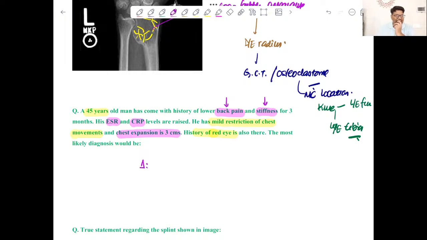Medicine, psychiatry, anesthesia, forensic, anatomy. Okay, I'll try my level best.